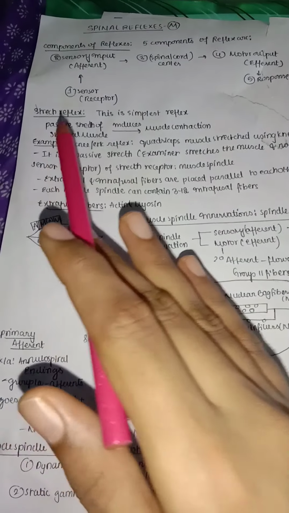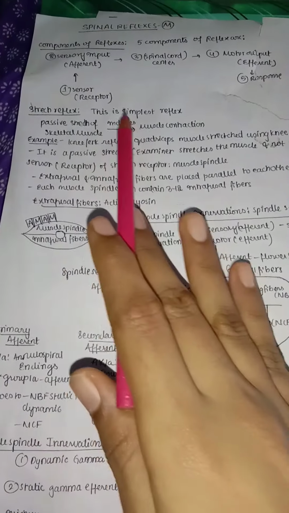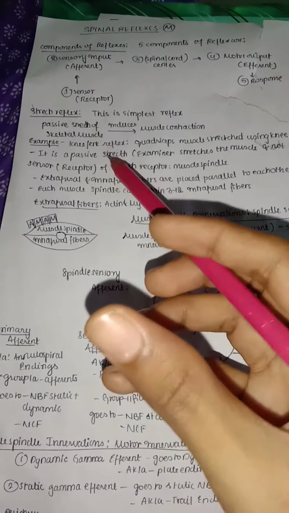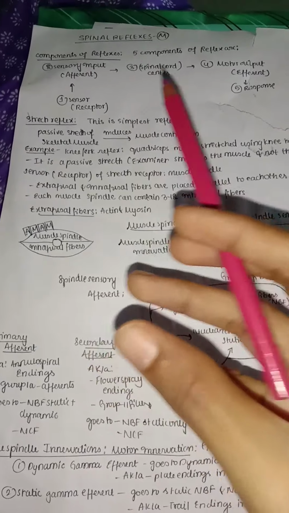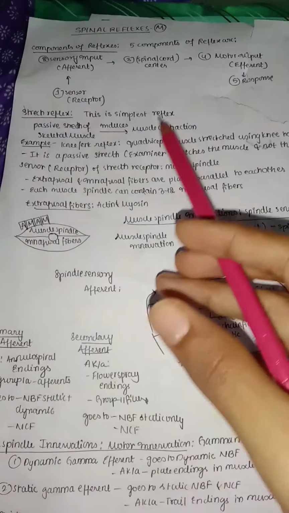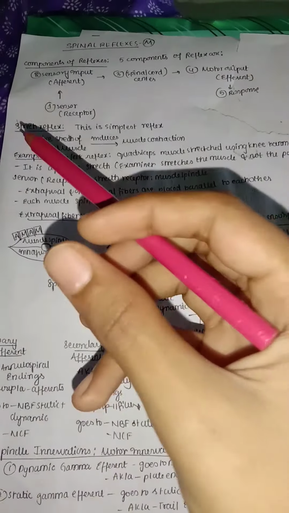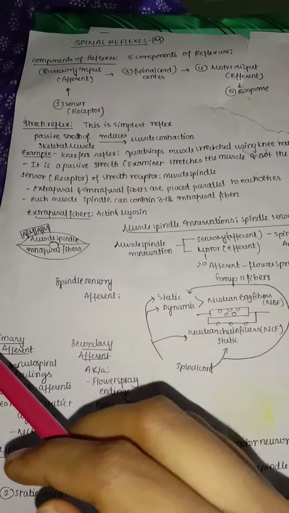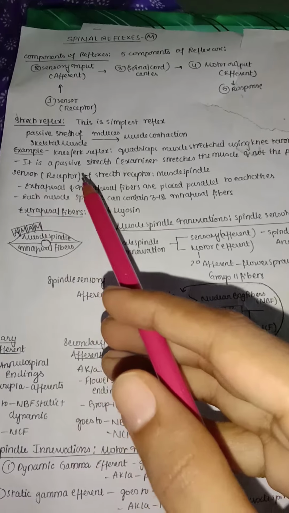And next, let us see what a stretch reflex is. This is very simple. This is the simplest reflex: a passive stretch of a skeletal muscle, meaning a slow and passive stretch, induces a muscle contraction. So just if you stretch the muscle, it will lead to contraction. That is a stretch reflex. Let us see it with an example so you can understand.